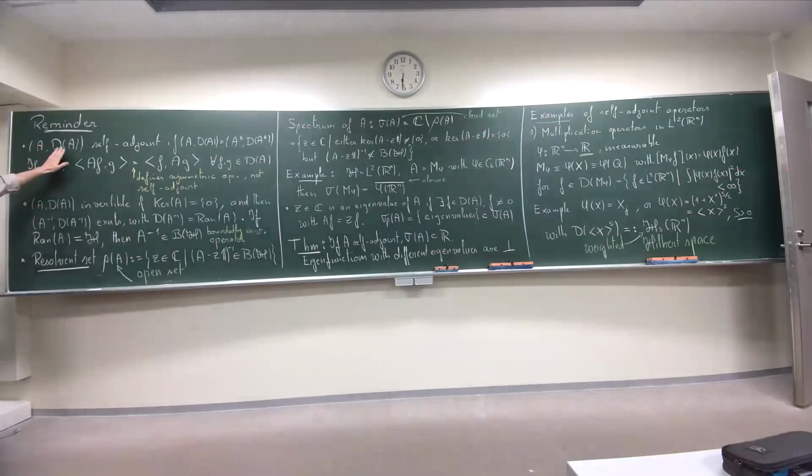Let me remind you, we have seen the definition of self-adjoint. So we have a linear operator. Its domain is a subspace, a dense subspace in H.